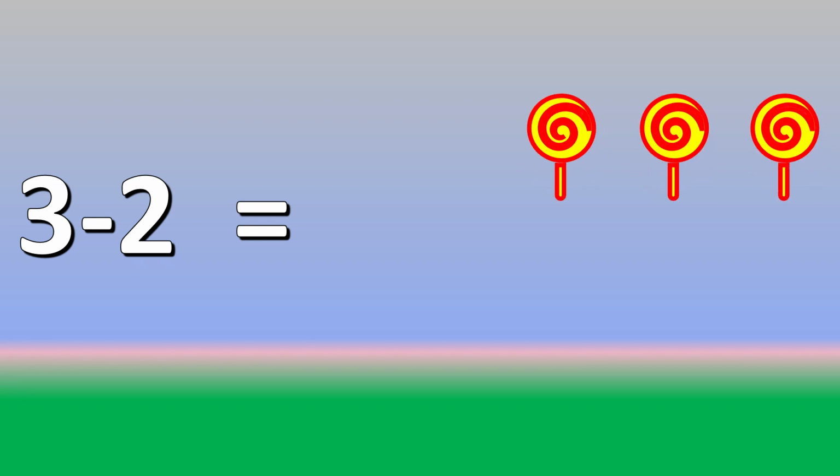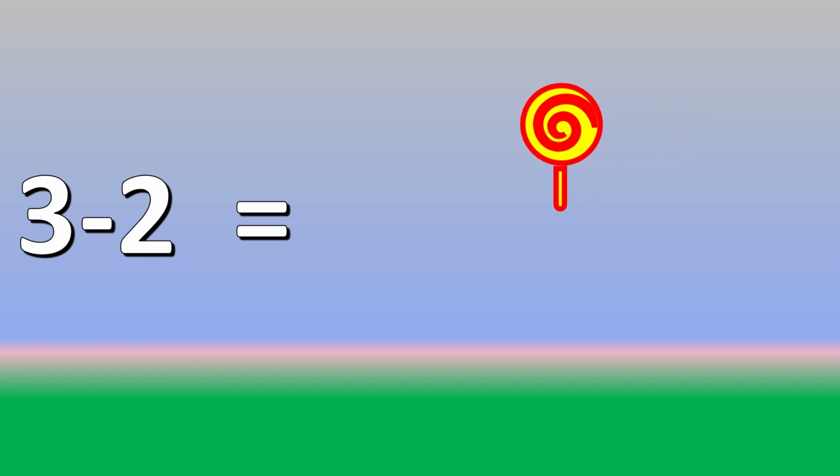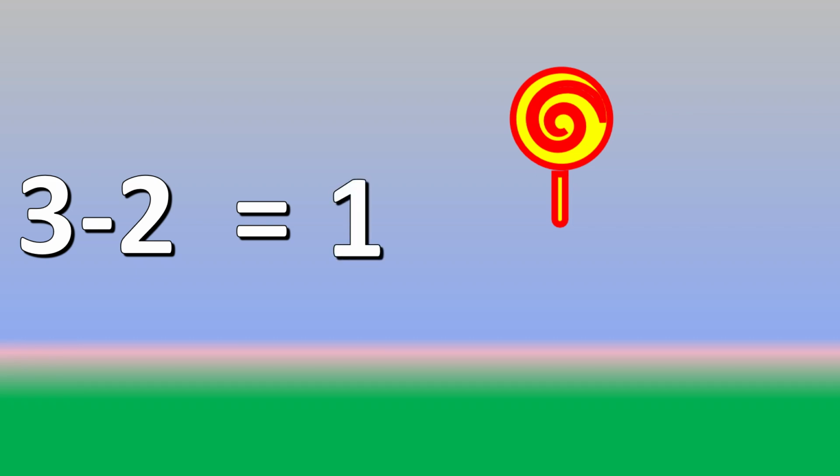3 minus 2 equals to... 1, 2, 3. Minus 2. 2 candies will be taken out. 1, 2. How many candies are left? 1. 3 minus 2 equals to 1.